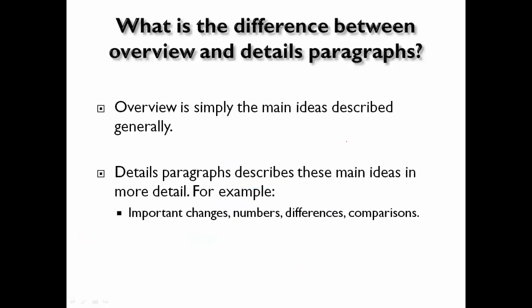What's the difference between an overview and details paragraphs? So the overview is simply the main ideas described very, very generally. So it's the big picture as we talked about before. There is no data. You're just describing the main trends or the biggest differences. The details paragraph describes these main ideas in more detail. So what you do is you take your main ideas from the overview and you describe them in much more detail using data. So for example, important changes, numbers, differences, comparisons, these types of things.